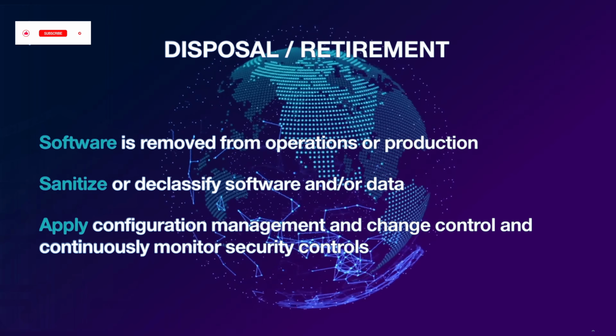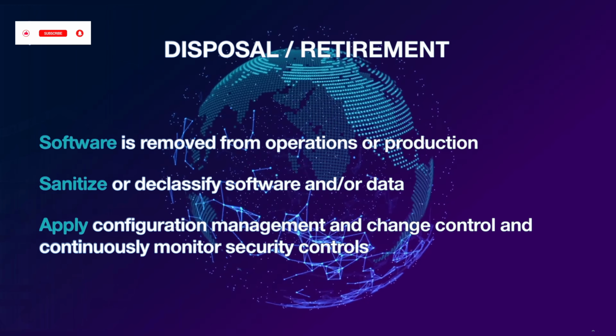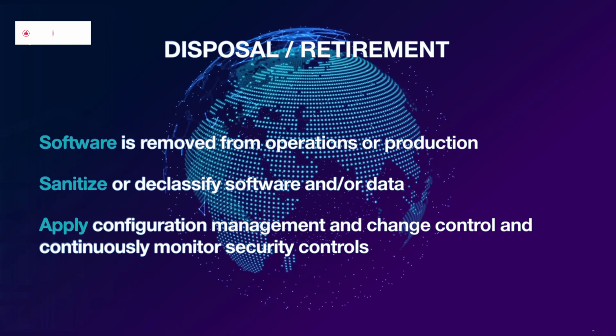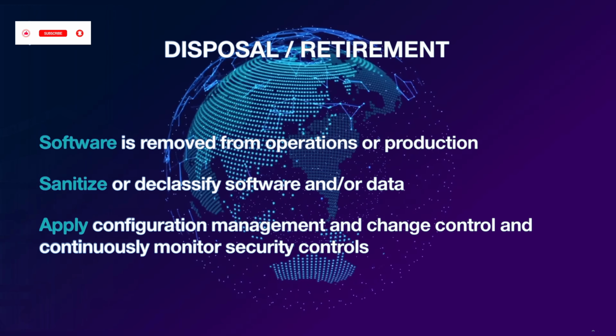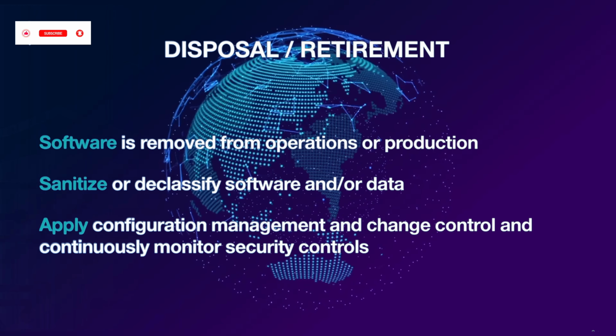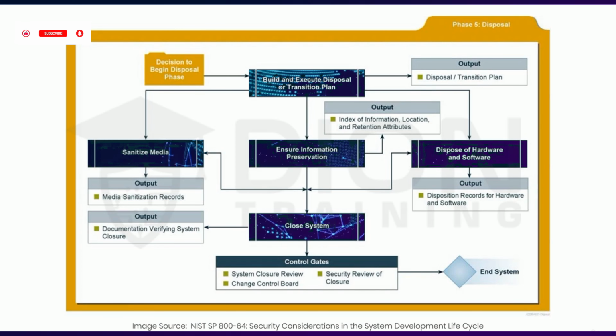Again, from NIST 800-64, here's the example of the disposal phase, where we move in, we have our disposal plan or our transition plan, whatever we are doing. And we also want to make sure that we have information preservation, that we are properly sanitizing or declassifying as needed. We make sure that we have those records, because if it is controlled data of any kind, we want to make sure that we have those for an audit, and then we dispose of any hardware or software as part of the system, and then we close that product down. And at this point it is end of life.